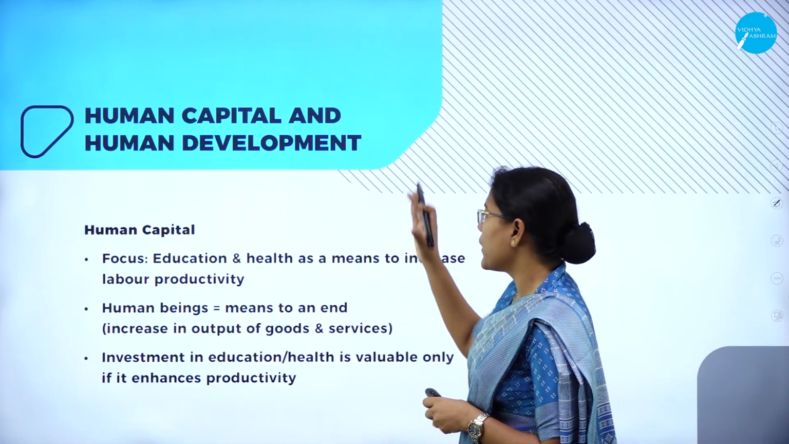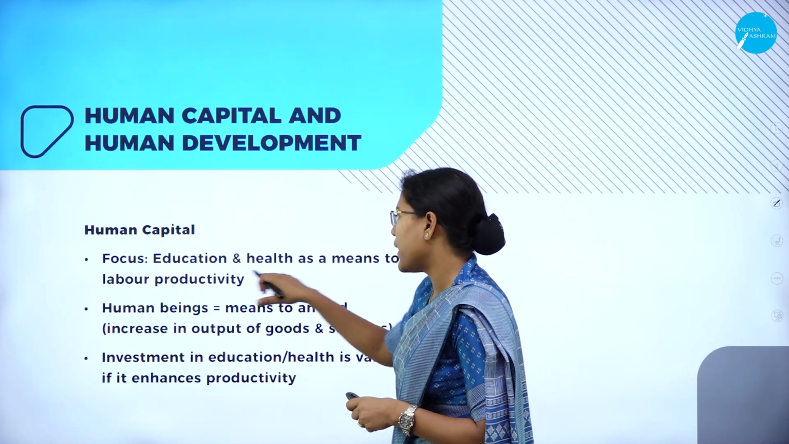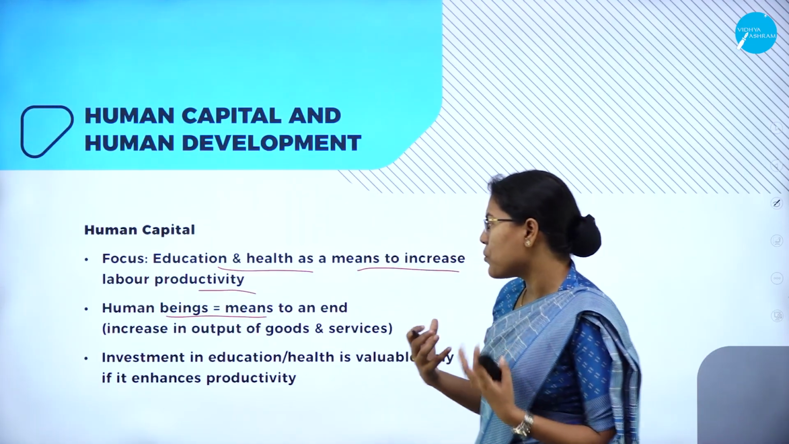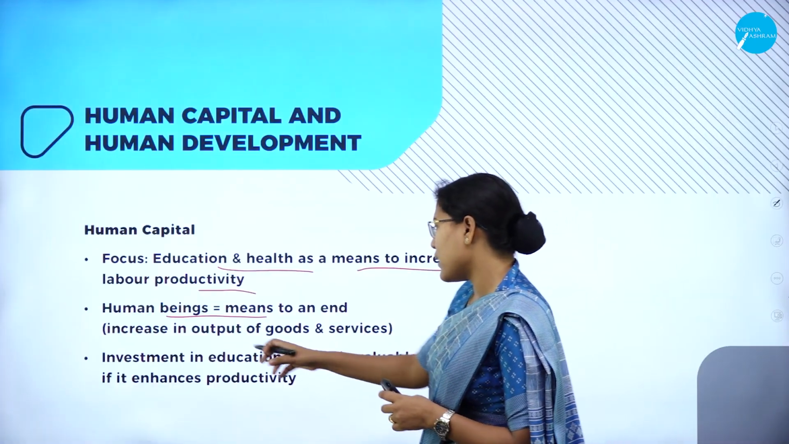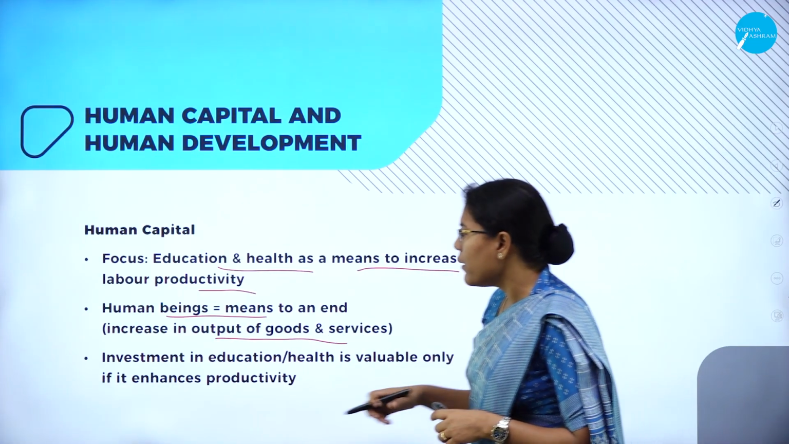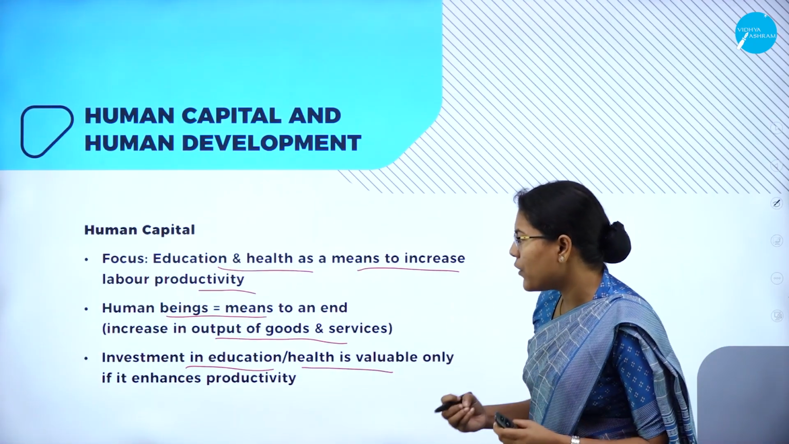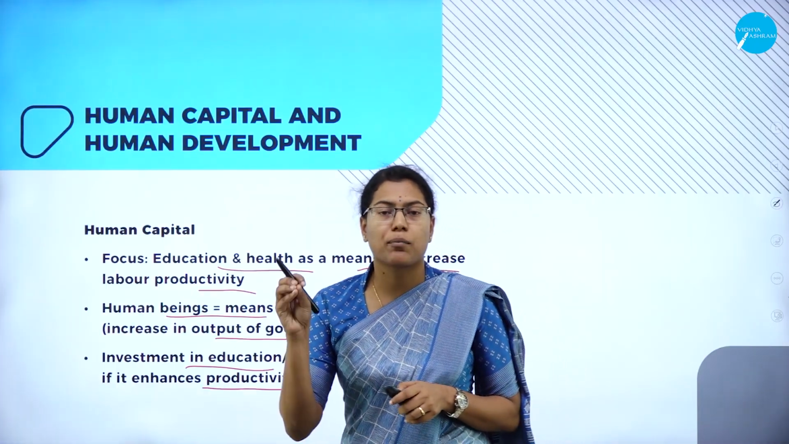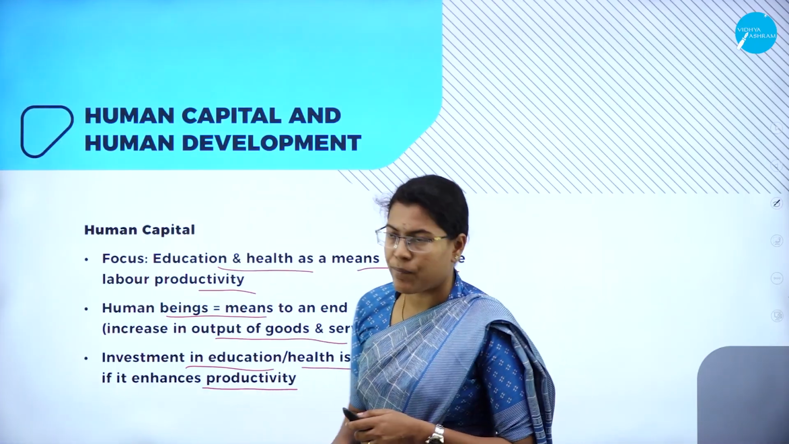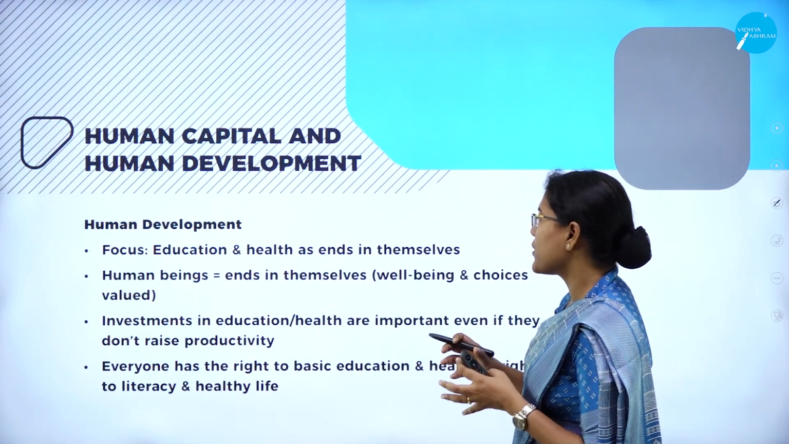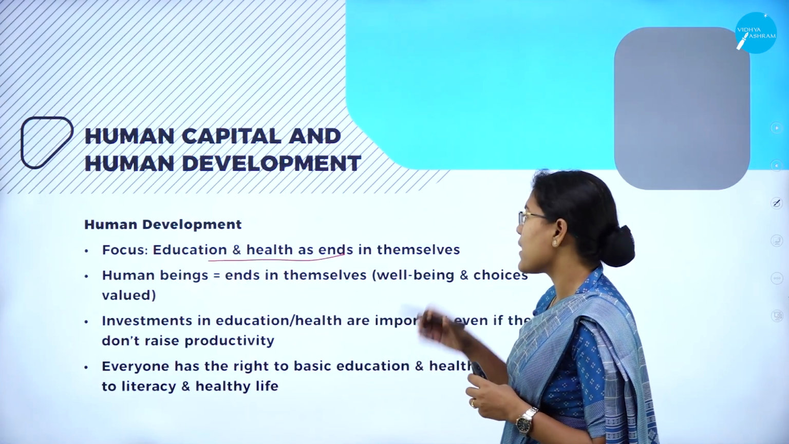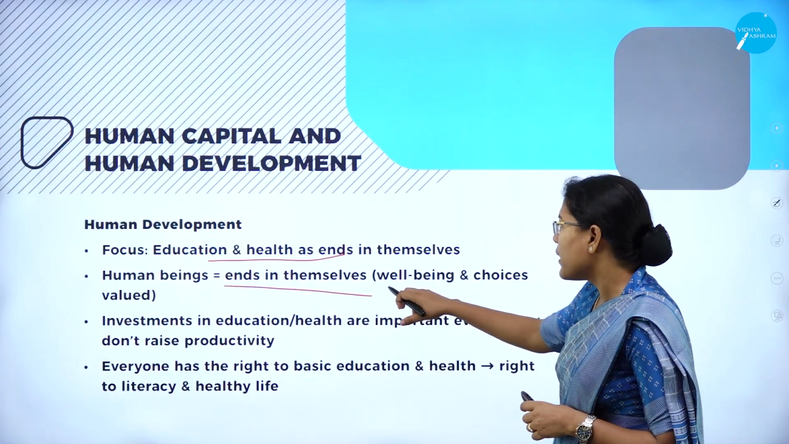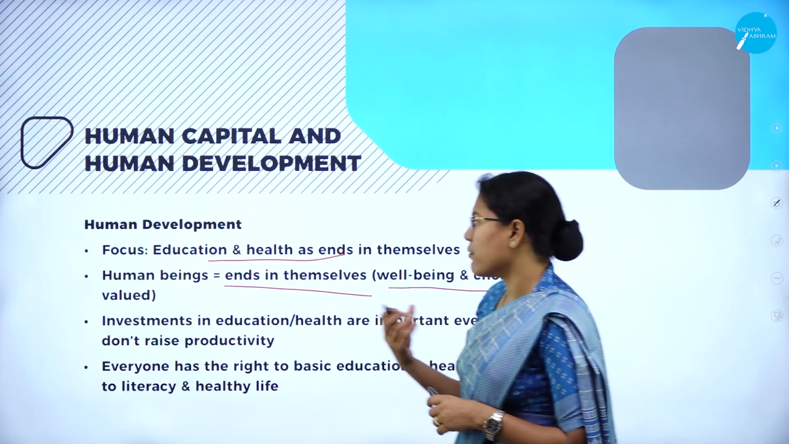So human capital focuses on education and health as a means to increase labor productivity, whereas human beings are used as a means to an end, that is, to increase the output of goods and services. Investment in education and health is valuable because it enhances the productivity of human beings, so it concentrates more on productivity. But human development focuses on education and health as ends in themselves, and human beings as ends in themselves. That means they have good well-being and valued choices.